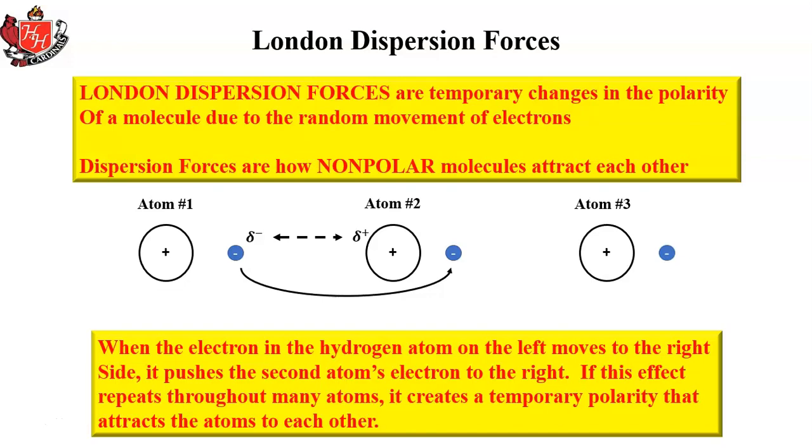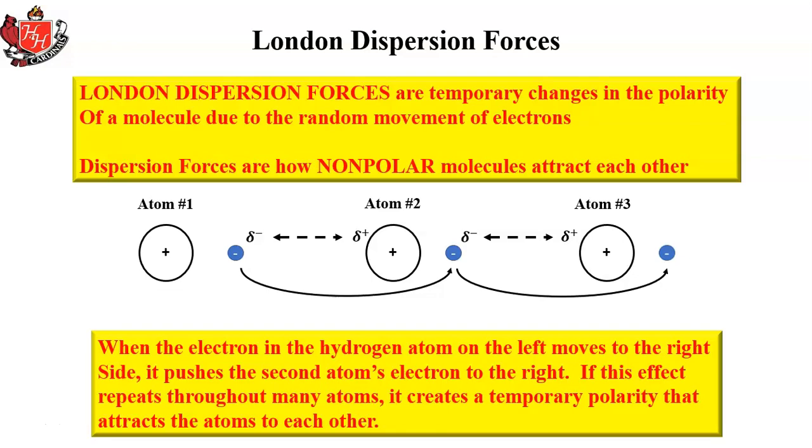Then atom number 2 can repeat that process with atom number 3. Atom number 2's electron will push atom number 3's electron over to the right, and it will also create an attraction between the electron in number 2 and the proton in number 3. And if this repeats for many, many atoms in large molecules, then you can have a fairly strong bond. These are considered temporary dipoles because those electrons could have just as easily been over on the other side pushing in the other direction. So they're not permanent dipoles the way a water molecule has a permanent positive end, the hydrogen end, and a permanent negative end, the oxygen end.